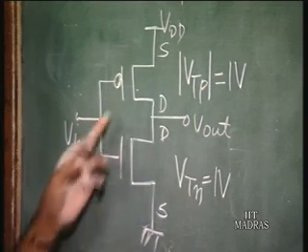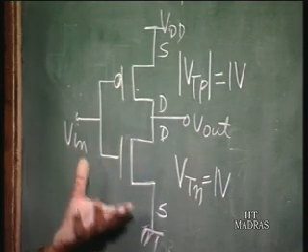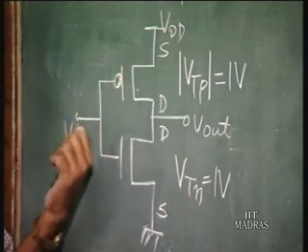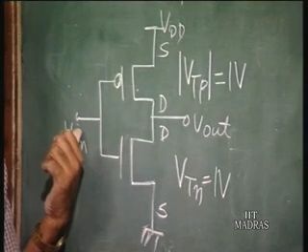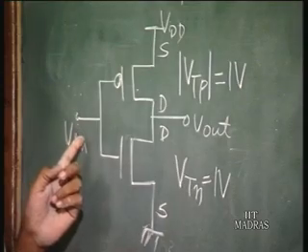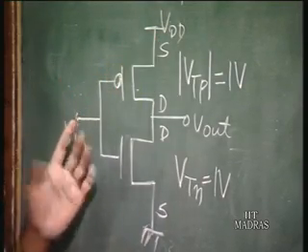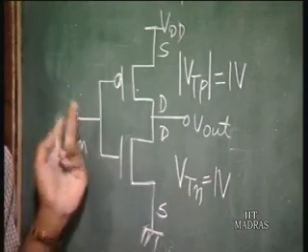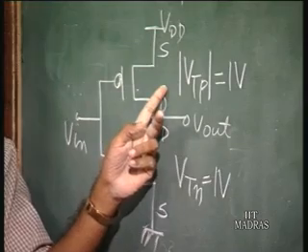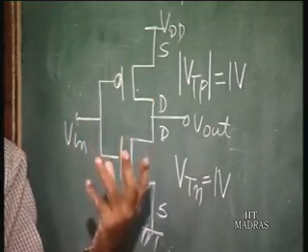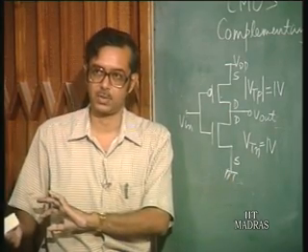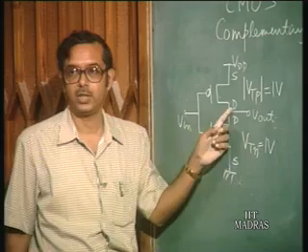For the n-channel device, the gate to source voltage is less than the threshold voltage, so the n-channel device is off. For the p-channel device, the gate to source voltage is equal to minus VDD. The source is at plus VDD, the gate voltage is at 0, so the gate to source voltage is minus VDD. If VDD is say 5 volts, the gate to source voltage is minus 5 volts, which obviously means that this p-channel device is going to conduct, because the gate to source voltage is more negative than the threshold voltage. It has to be more negative to conduct in a p-channel MOSFET. So this is conducting fully, but the other is off.